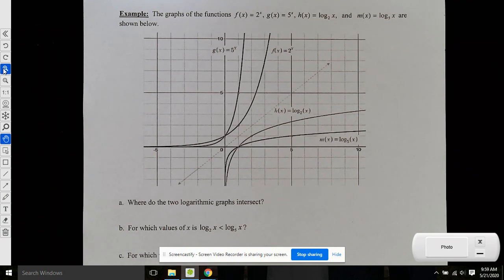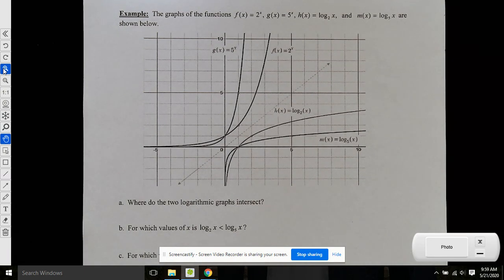Hi everyone. In this video, we are going to look at some exponential and logarithmic functions and look at different features of them, comparisons, and so on and so forth. What I want you to notice at the top of this page is that we have four graphs.